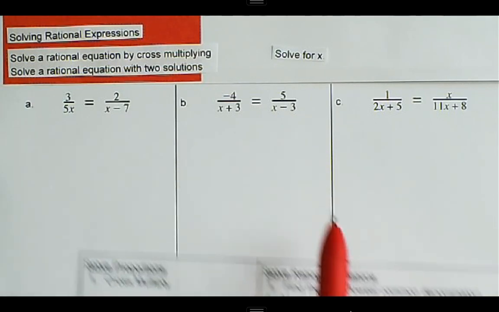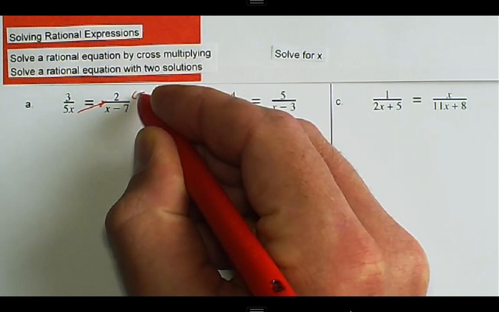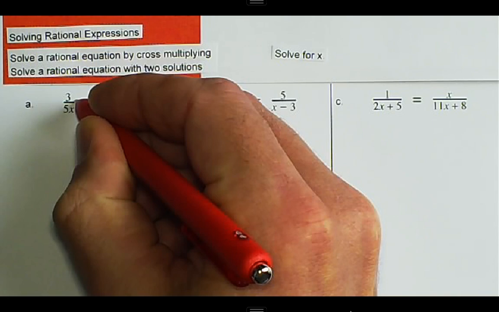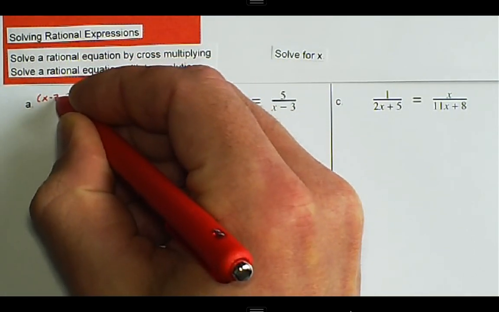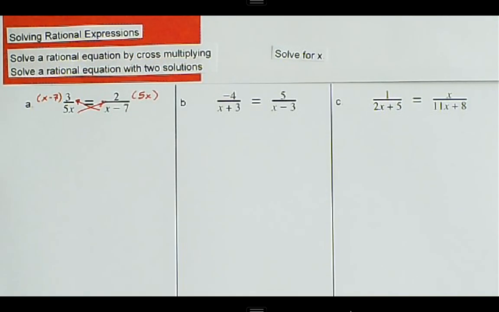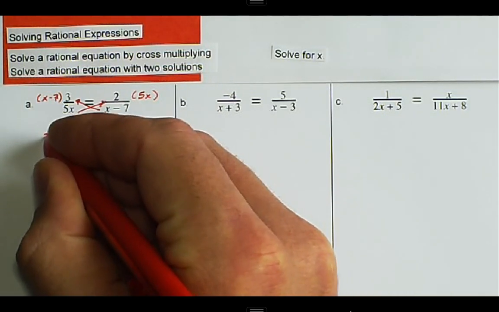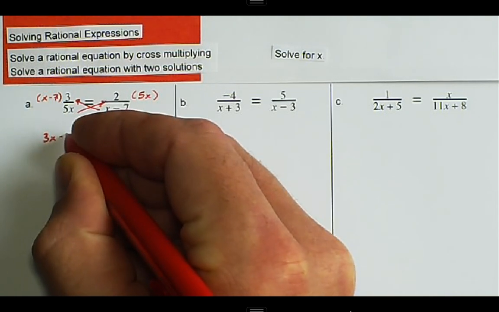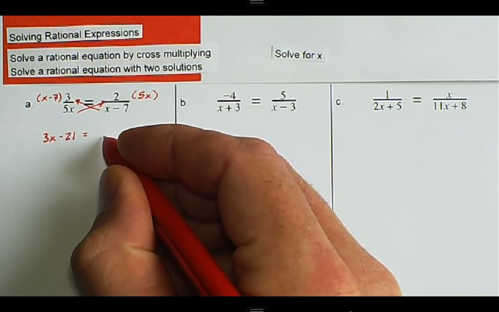So first step, cross multiply. So all we're going to do is we take this denominator from over here and we're going to multiply it by this numerator. And we take this denominator over here and we multiply by this numerator. So what we're doing is we get x times 3 is 3x and minus 21. And that's going to be equal to 10x.